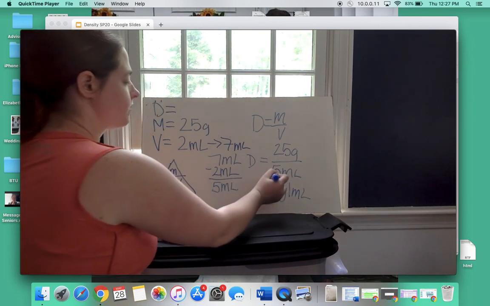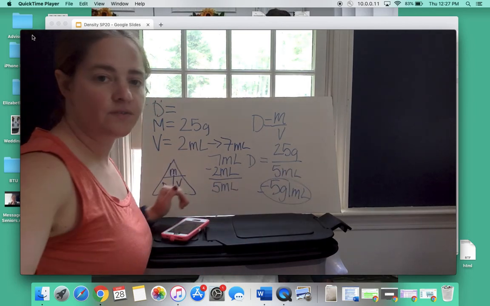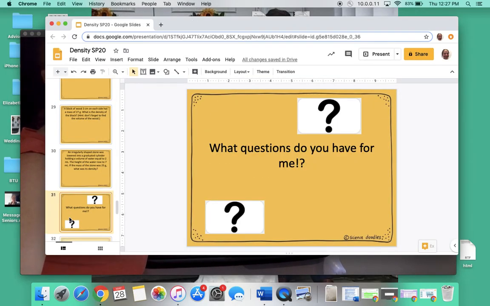Okay? You can put a circle or a box around your final answer. So, what questions do you have for me? Hopefully you're starting to understand this. I recommend you take some time, do the practice problems, and get better at solving for density.